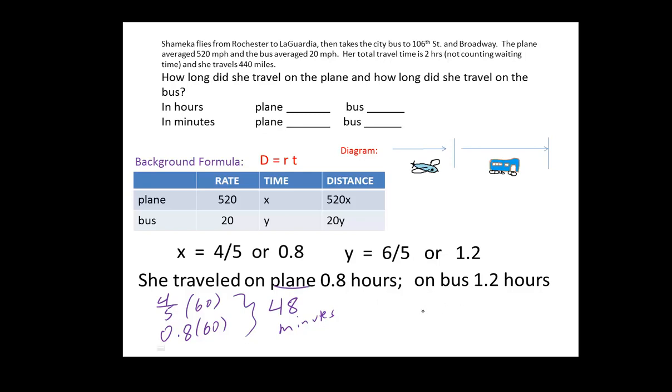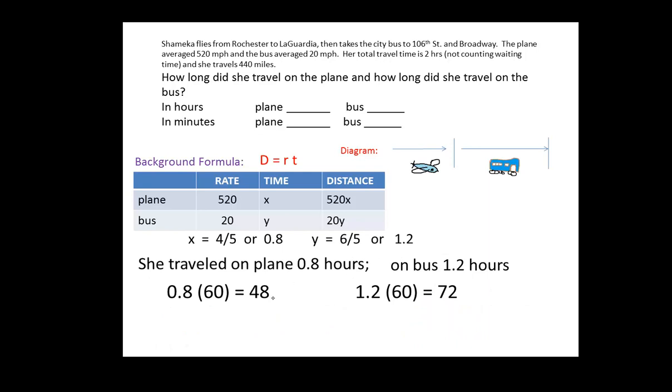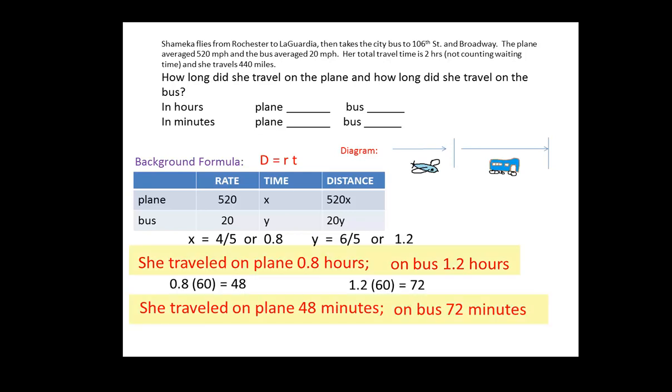Now for the bus, we're going to multiply 1.2 times 60, or if you were dealing with the fractions, remember we had 6/5 and multiply that times 60. Either way, you're going to come out with the 72 minutes, and that's how long she's sitting on that bus going from LaGuardia to 106th Street. We've now changed from hours, these are the hours, to minutes. We're really ready to write our final answer here, and there it is. And this concludes our video with one motion example on it.